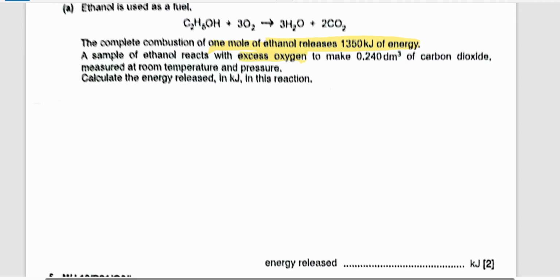A sample of ethanol reacts with excess oxygen to make 0.240 dm cube of carbon dioxide. We have been given carbon dioxide, so from carbon dioxide we have to find the ethanol. At room temperature and pressure, calculate the energy released in kilojoule. So we have been given the volume of carbon dioxide.